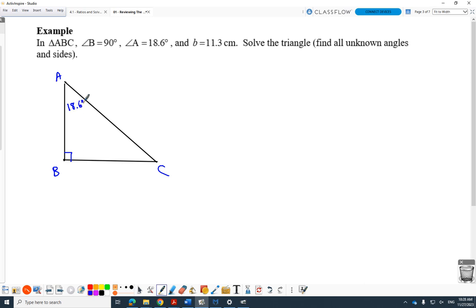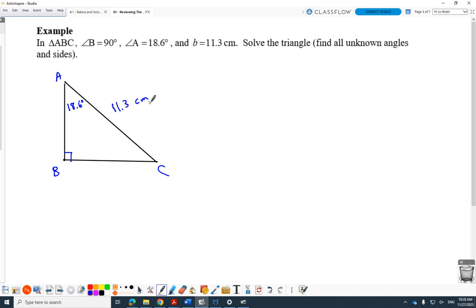And B is 11.3 centimeters. Love labeling diagrams. As you're doing these, a great move is to label the diagram. It says solve the triangle, find all the unknown sides and angles. Now let me just go through this as if we were reviewing for your grade 10 quiz on this. Yes? And the thinking would go like this.